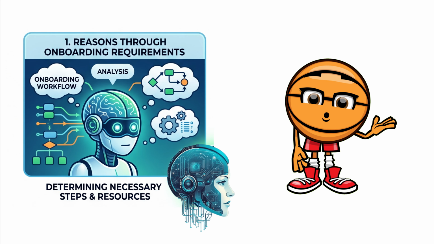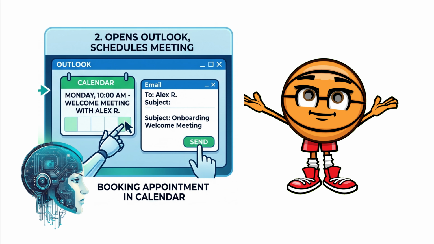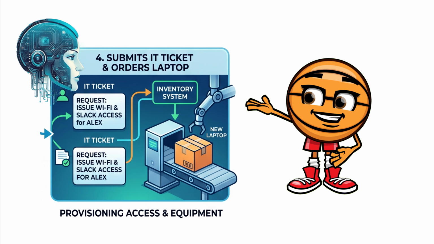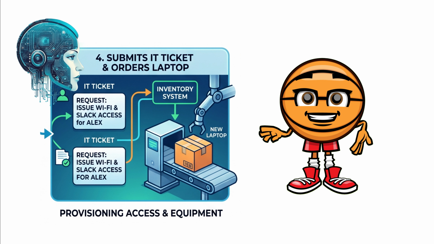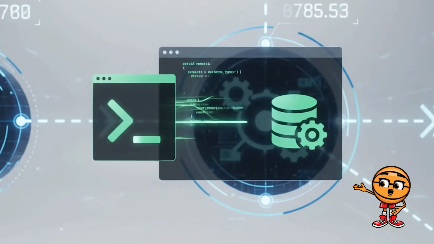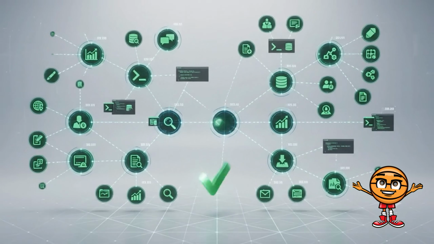It reasons through what onboarding requires. It opens Outlook to schedule a welcome meeting, queries the HR management API to create Alex's profile, submits an IT ticket to issue Wi-Fi credentials and Slack access, and orders a laptop through the inventory system. That is the power of Agentic AI. Goal decomposition, tool execution, multi-step planning, and autonomous action.